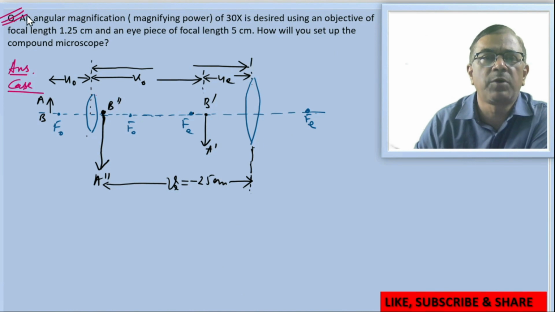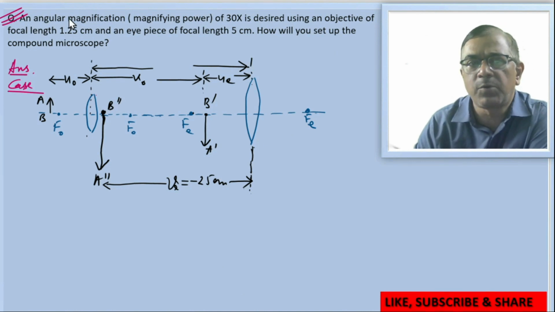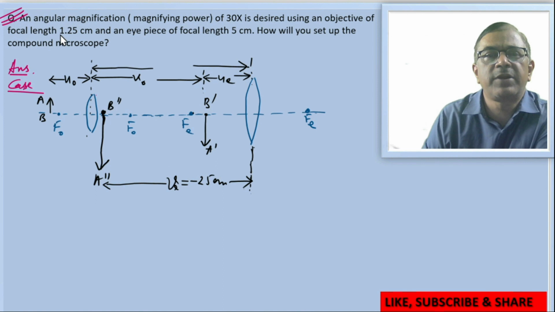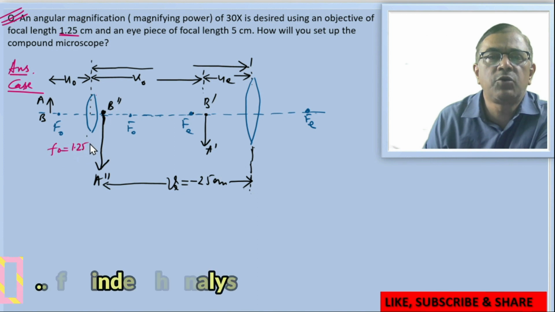Hope you have read this problem carefully. According to the problem, the focal length of the objective lens is 1.25. FO equals 1.25 centimeter.